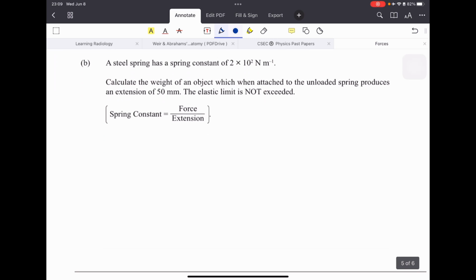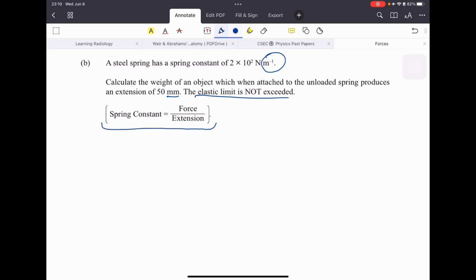Okay, so here are some questions based upon Hooke's law. A steel spring has a spring constant of 2 by 10 to the power of 2 Newton per meter. Calculate the weight of an object which, when attached to the unloaded spring, produces an extension of 50 millimeters. So notice already we have meters here and then we have millimeters, so they're trying to trick us already. Okay, so now it's important to say that the elastic limit is not exceeded because our formula would not work, and they have so nicely given us the formula here.